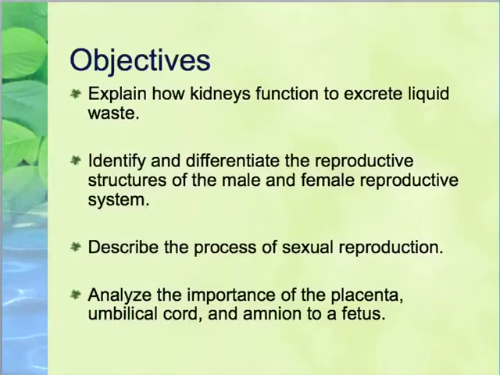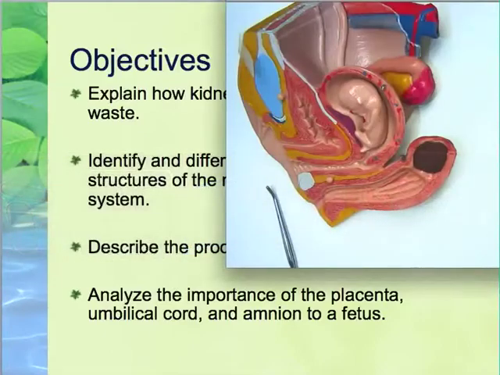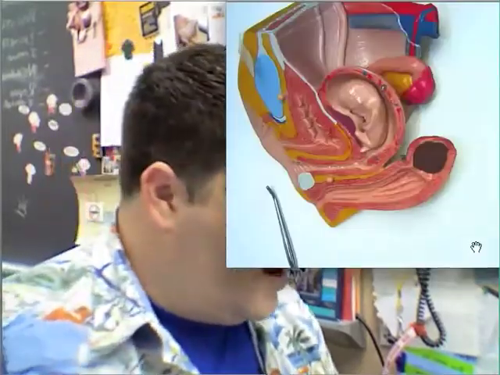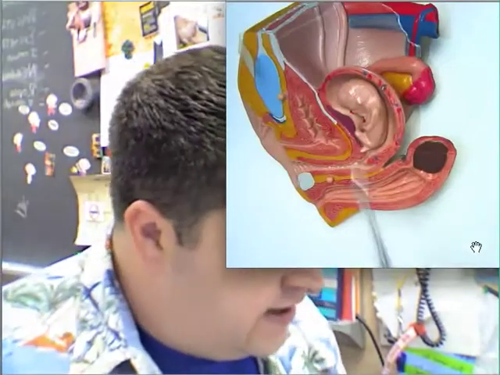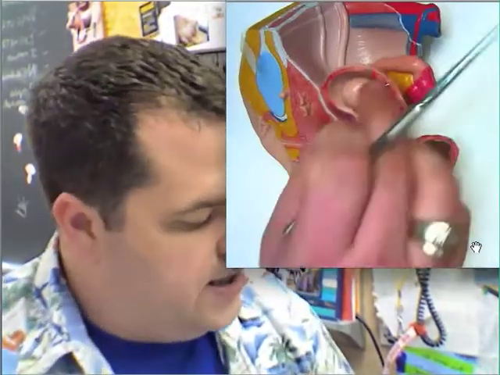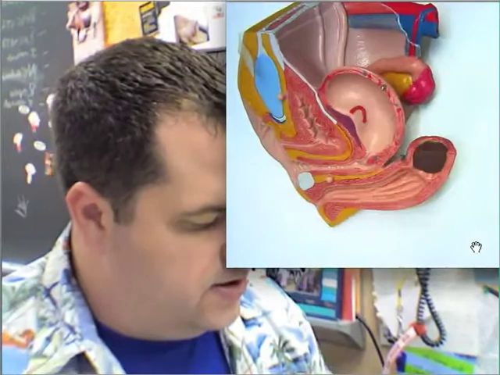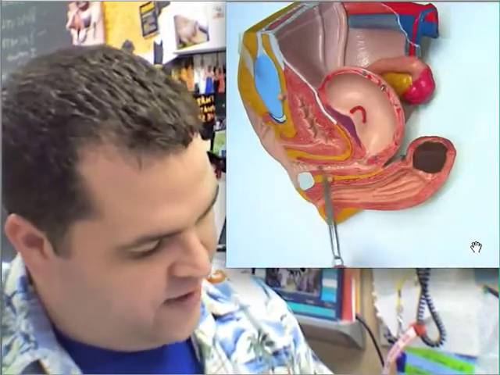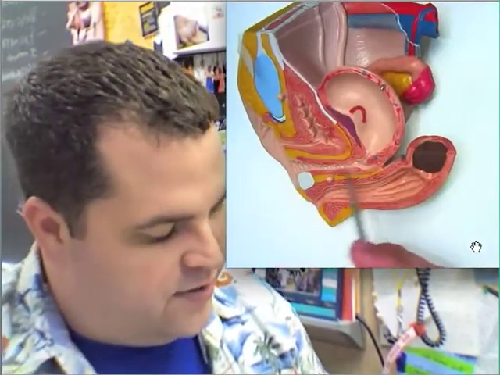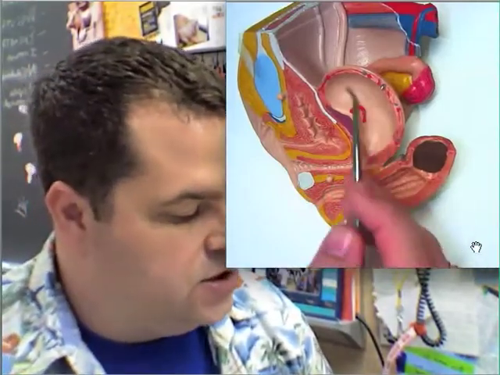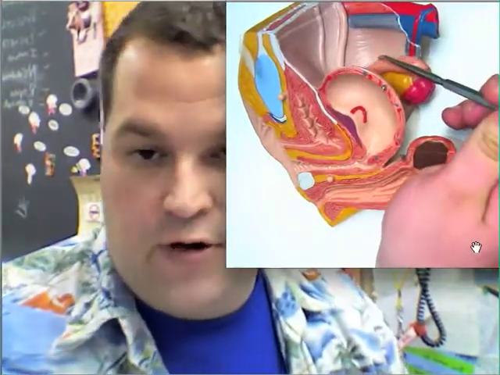What's the process of sexual reproduction, and how does a placenta, umbilical cord, and amnion help the fetus? Well, let's take a look at that. All right. The sexual reproduction would occur if the male ejaculates semen into the vaginal cavity. The semen will travel through the vaginal cavity, past the cervix into the uterus and generally into the fallopian tubes where fertilization occurs.